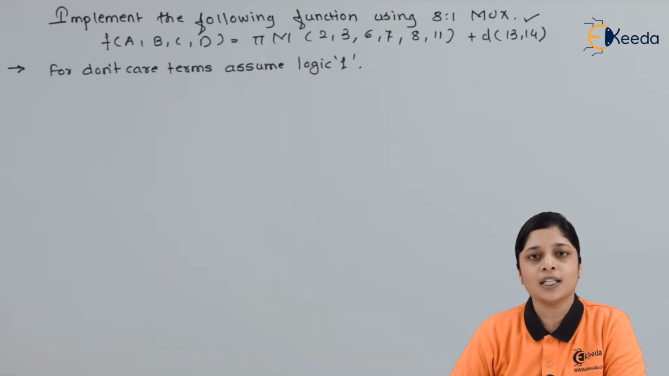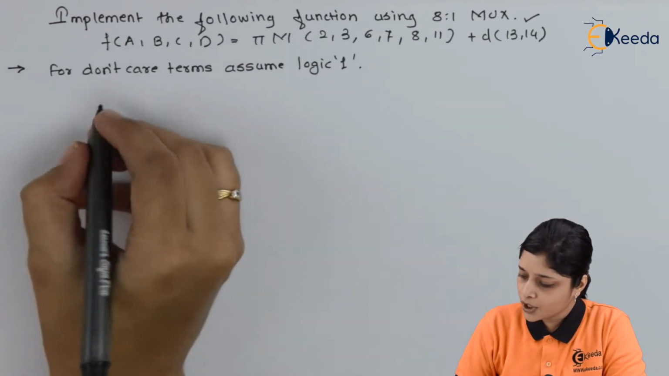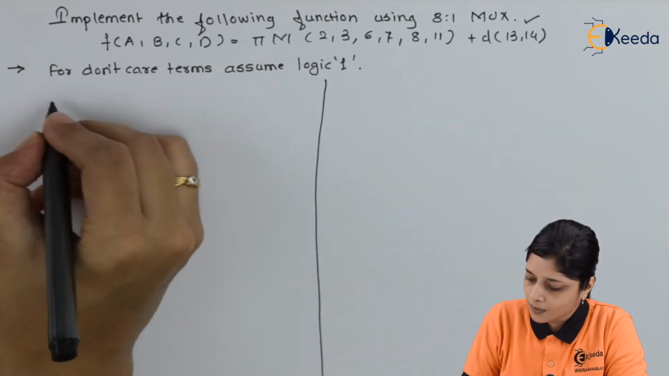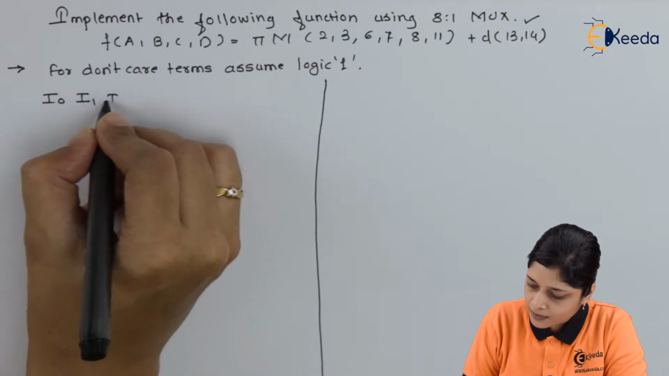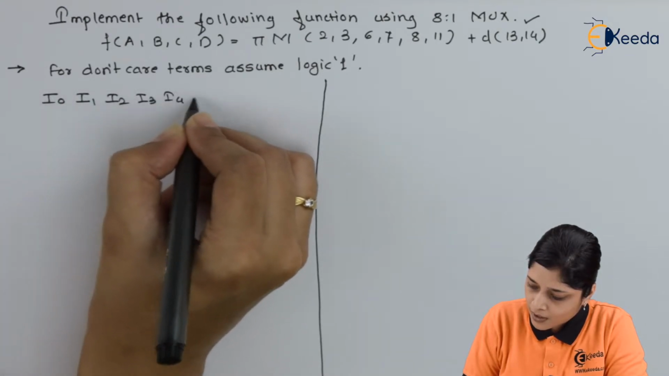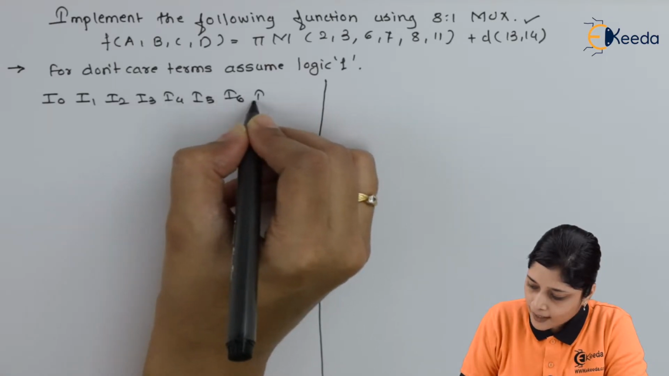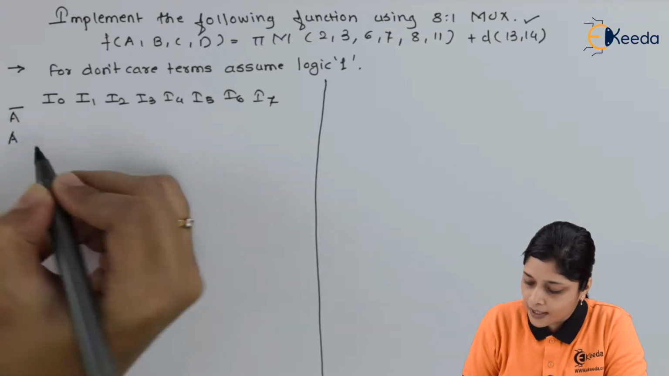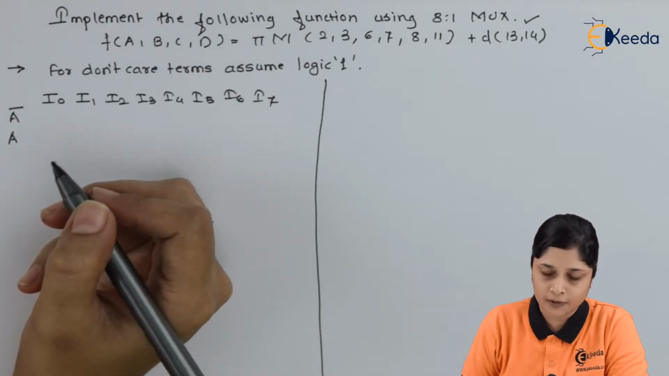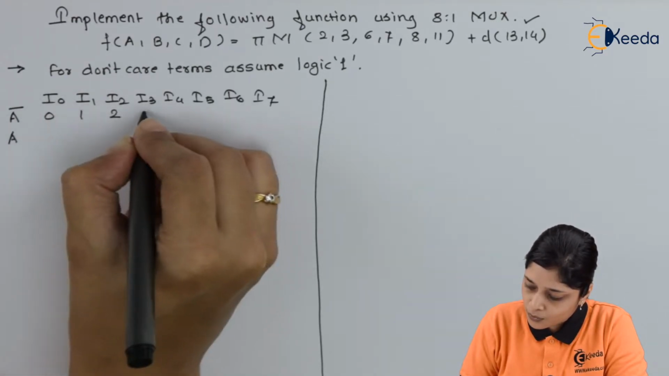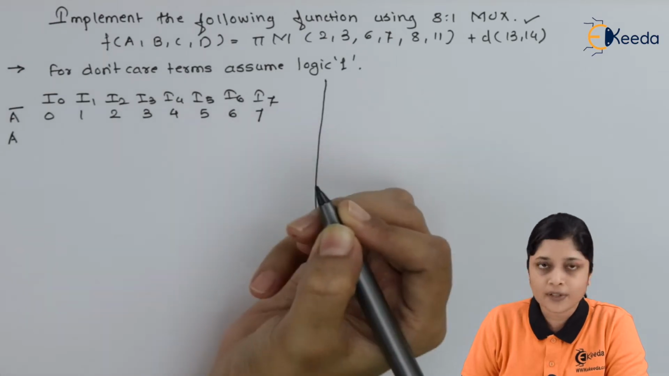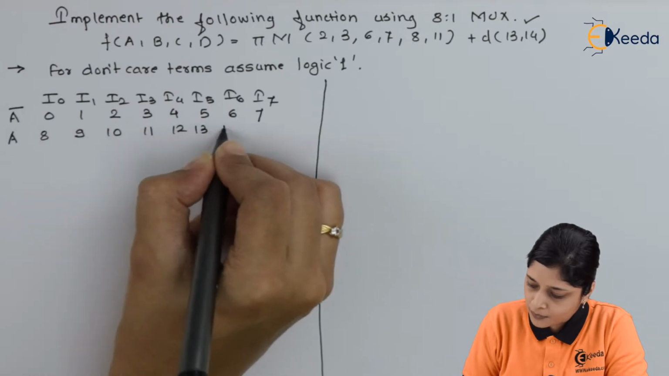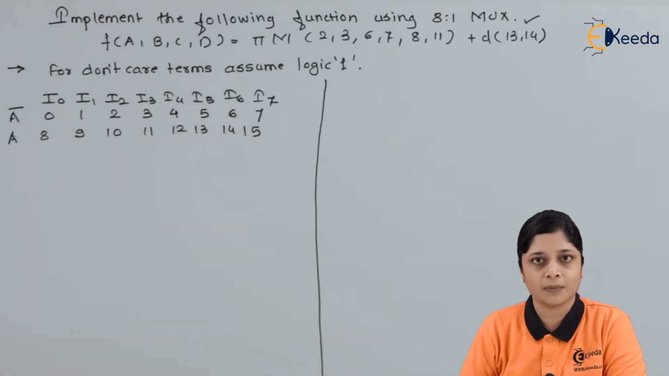So for that a logical table is required, so we will draw the logical table. In that we will draw here I0, I1, I2, I3, I4, I5, I6 and I7. After that you have to make here A bar and A. This is the logic we are going to apply over here. So 0, 1, 2, 3, 4, 5, 6 and 7 you have to write. After that 8, 9, 10, 11, 12, 13, 14 and up to 15 you have to complete your table.